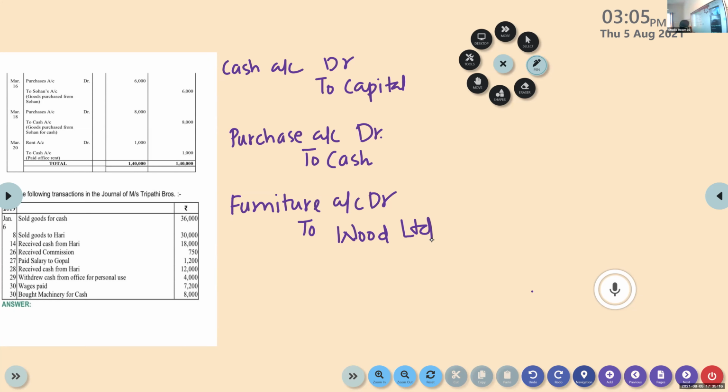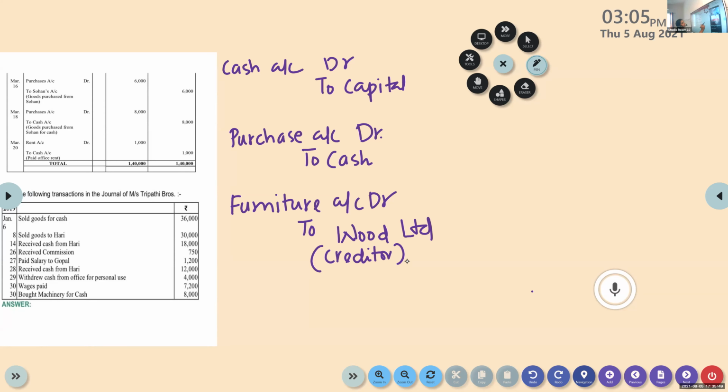Okay, so what does that mean? Who is this Wood Limited now? Debtor or creditor? Creditor. Yes? Who is this Wood Limited? Creditor. Wood Limited is a creditor.